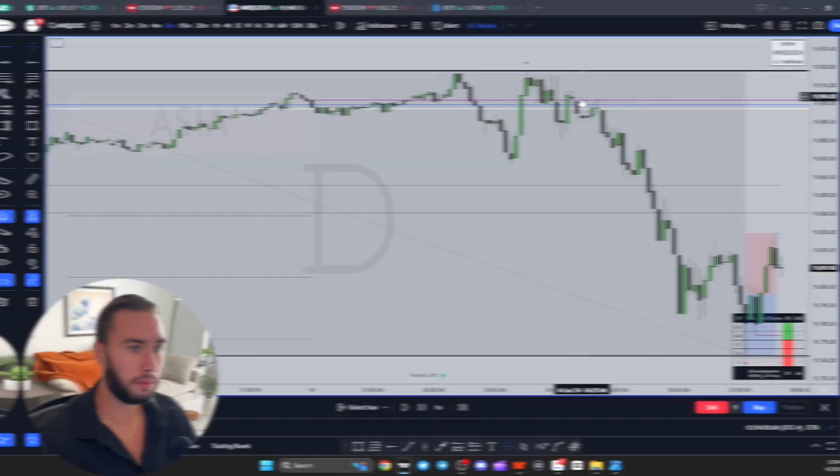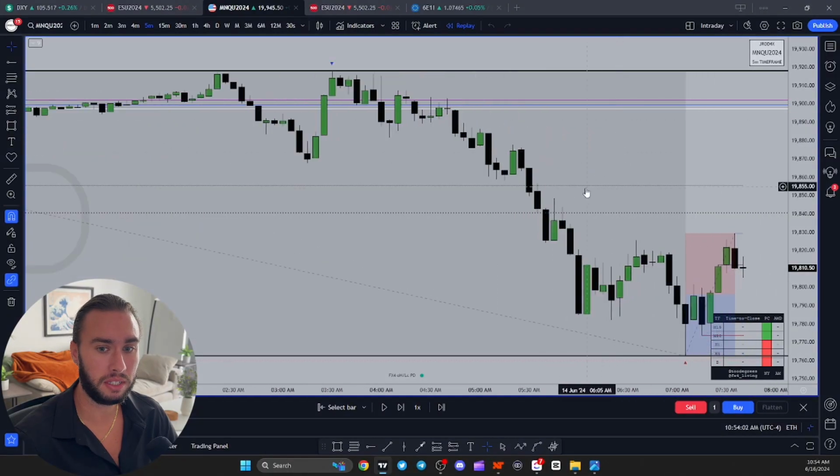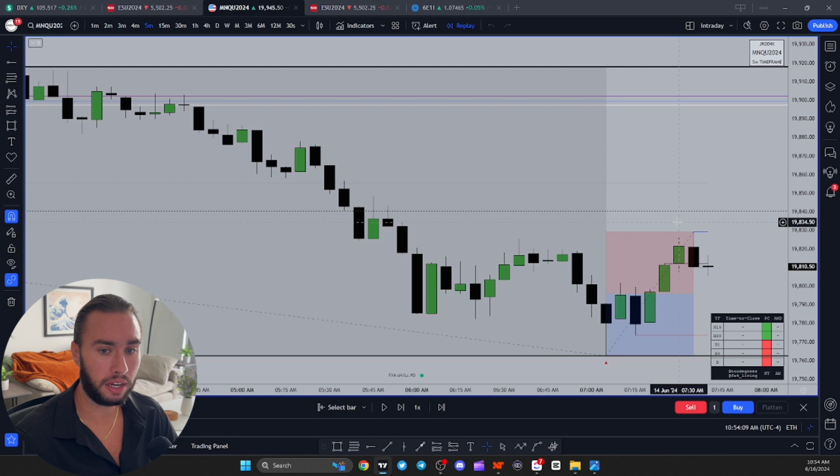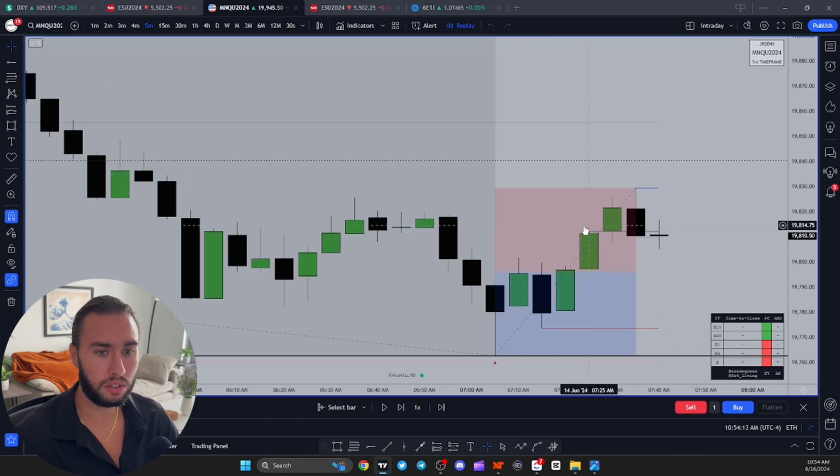So with that being said, let's go ahead and dive into the charts, and I'm going to show you guys everything that this setup entails, how I look for this setup, the different tools that I use, and ultimately how you can use this setup and apply it to your trading. So with that being said, let's go ahead and jump into the charts.